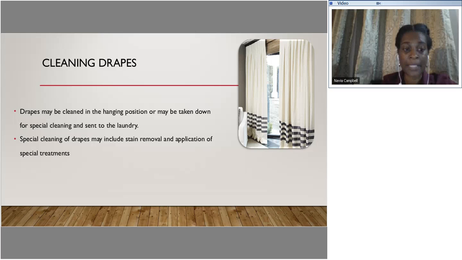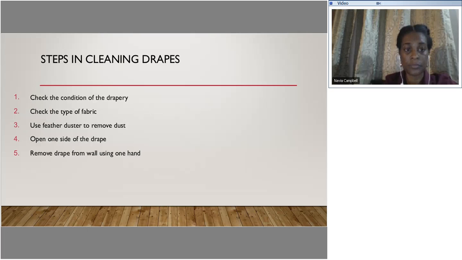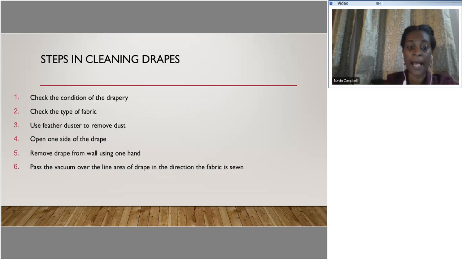Cleaning drapes. Drapes may be cleaned in the hang position or may be taken down for special cleaning and sent to the laundry. Special cleaning of drapes may include stain removal and application of special treatment. Steps in cleaning drapes. One, always check the condition of the drape. Check the type of fabric it's made from.